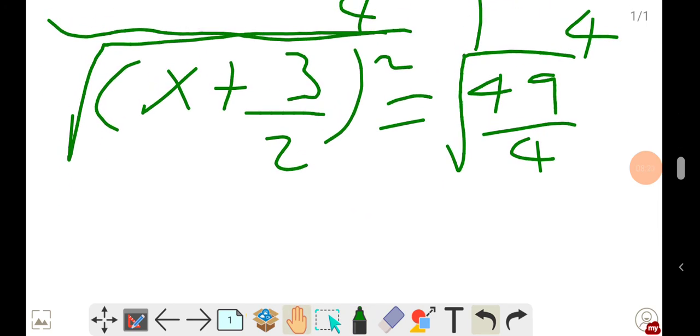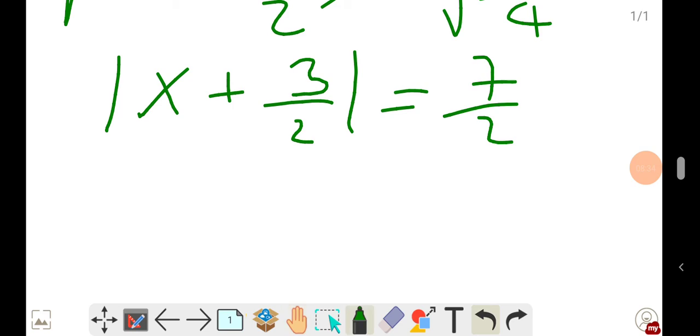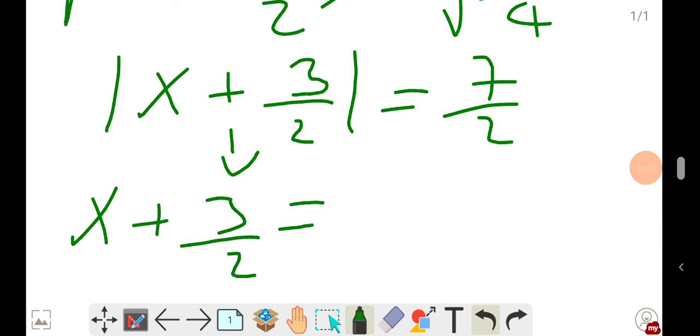The square root of this expression, since it contains a variable, will be the absolute value of x plus 3 over 2 is equal to 7 over 2. Then when we extract this from the absolute value, this is going to be plus or minus. So x plus 3 over 2 is equal to plus or minus 7 over 2 because it contains a variable.